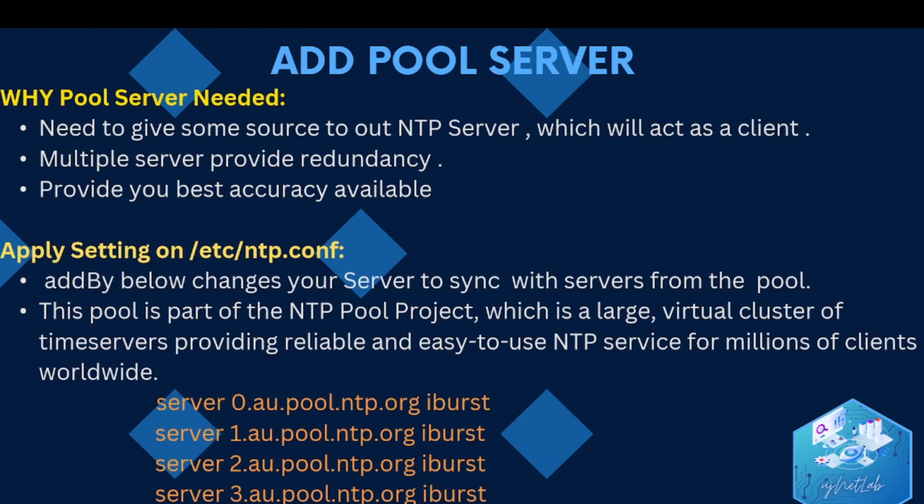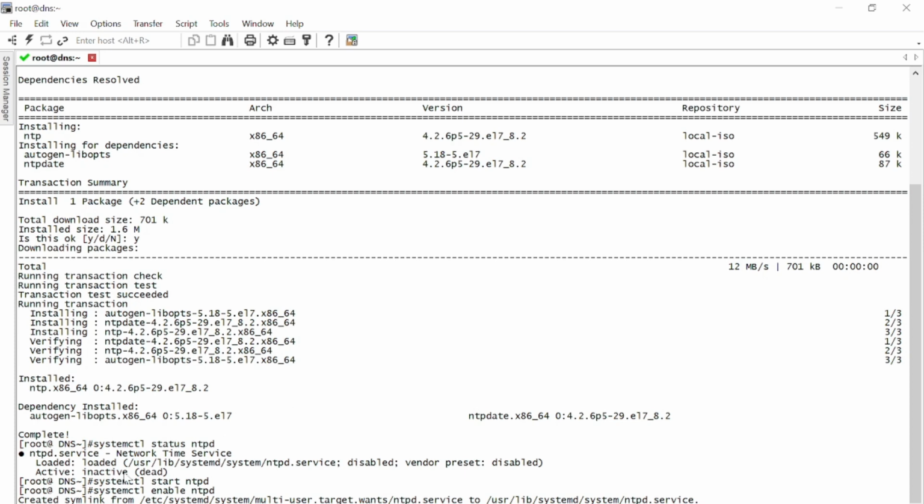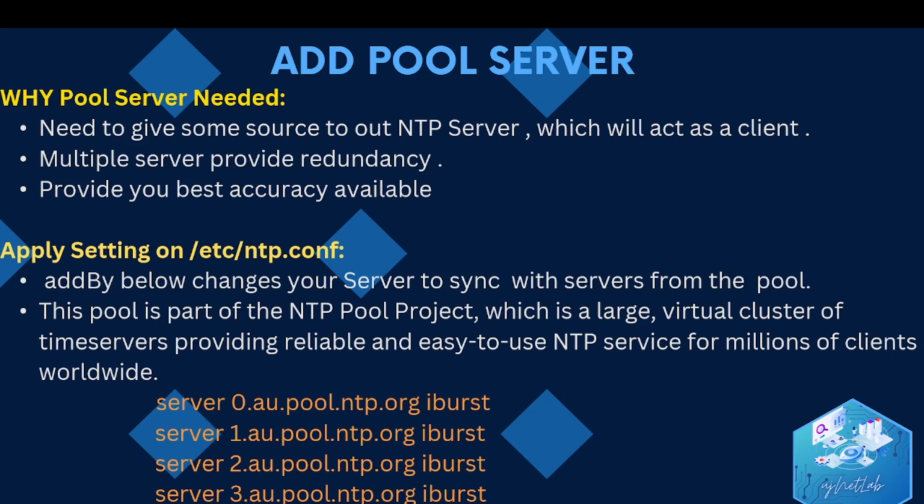So we have done this one step, and we now need to add the pool server. What is a pool server? Why is it needed? Because it gives some sources to our NTP server. This machine on which we installed DNS will also act as an NTP server for our domain, but it also needs to sync from a better source. That's why we have many pool servers available in different geographical locations.